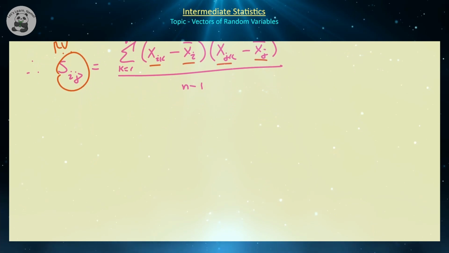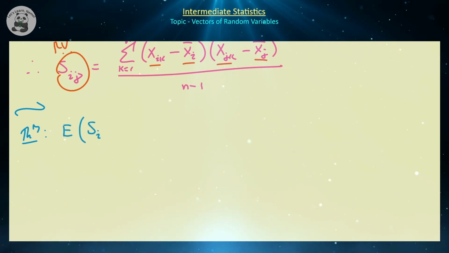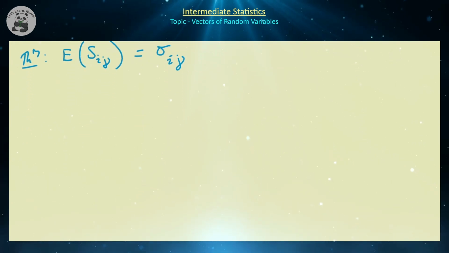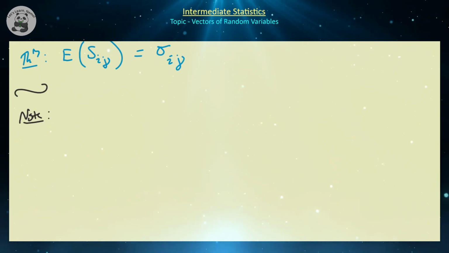So one beautiful theorem, and this theorem actually isn't quite hard to prove, is the following. The expected value of the sample covariance between variables i and j is equal to the population covariance between variables xi and xj as well. So let's actually go through a proof of something that I mentioned just a moment ago, just to make sure we get it.